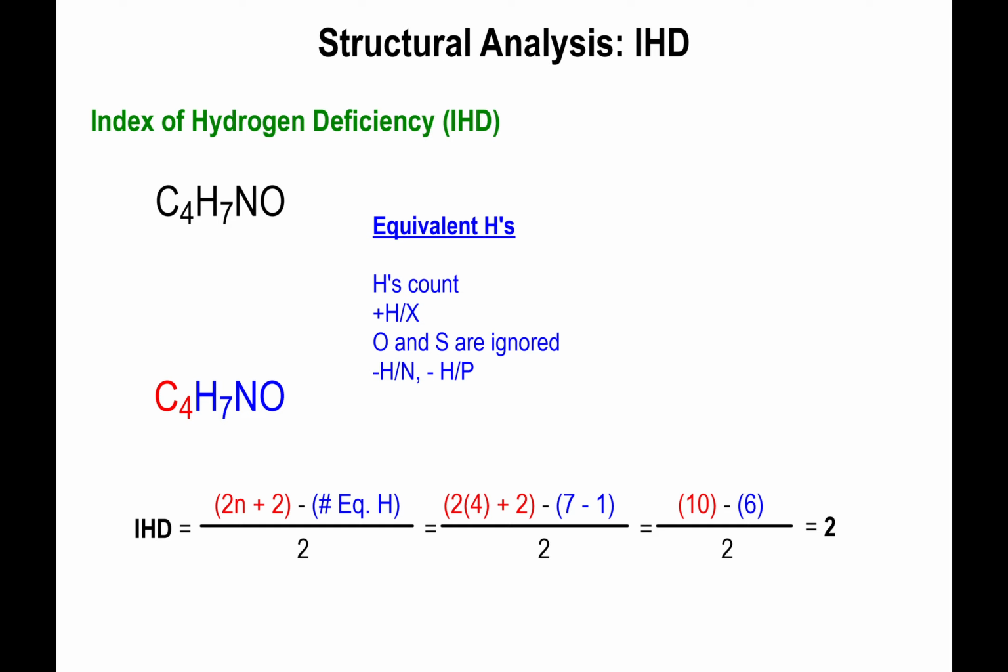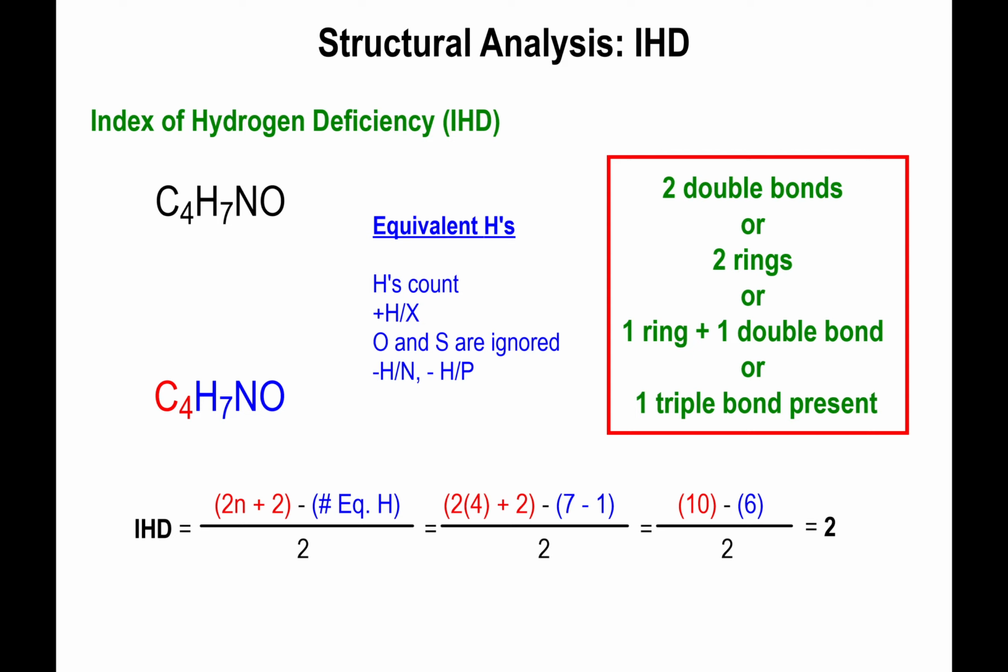So this is telling us that the structure could have any of the possibilities presented here. You could have 2 double bonds, or you could have 2 rings, or you could have 1 ring and a double bond, or alternatively you could have a triple bond. These are all the possibilities that an IHD of 2 represents. And needless to say, that's a lot of possibilities, right? So this isn't necessarily narrowing things down, but we have an idea of what might be there.